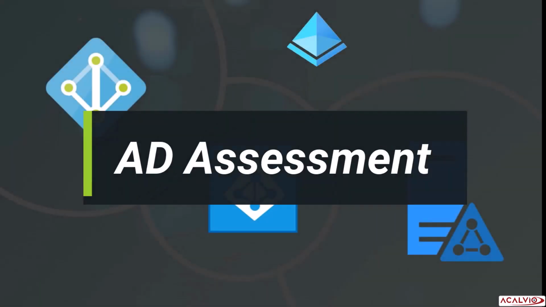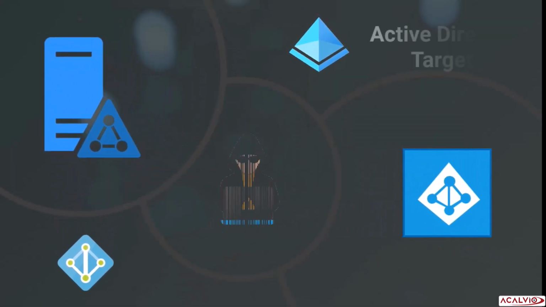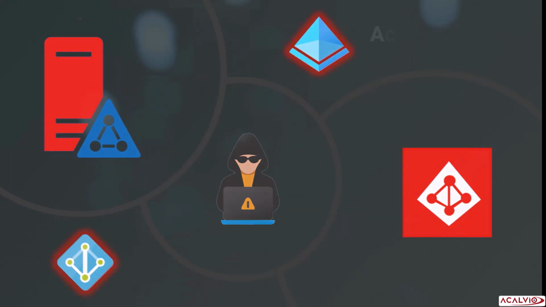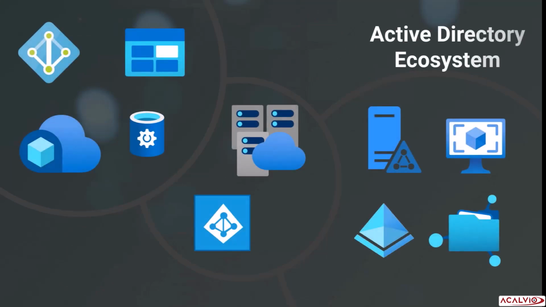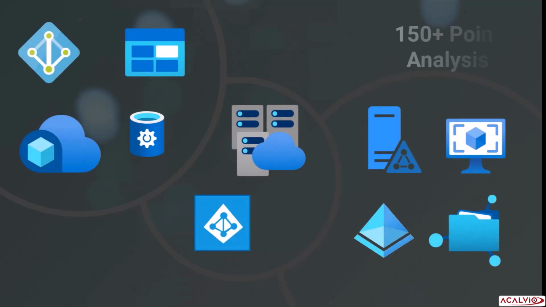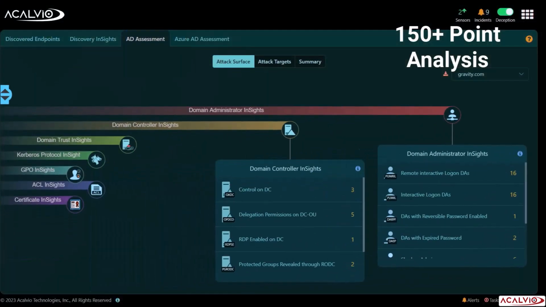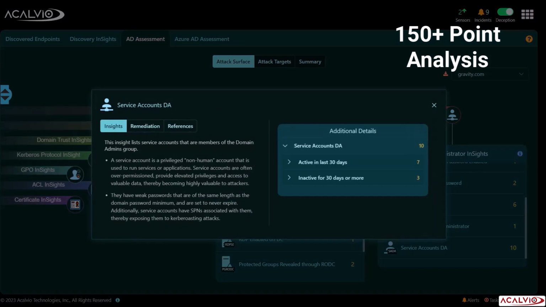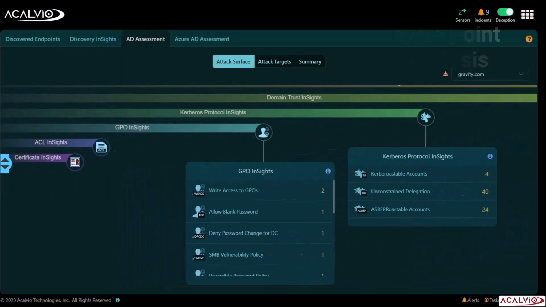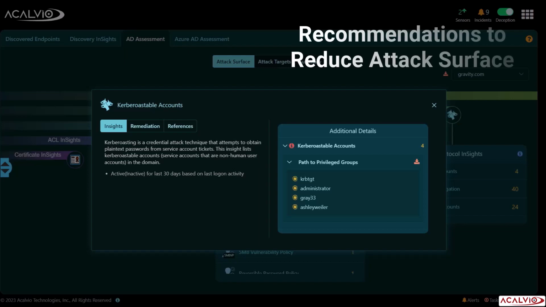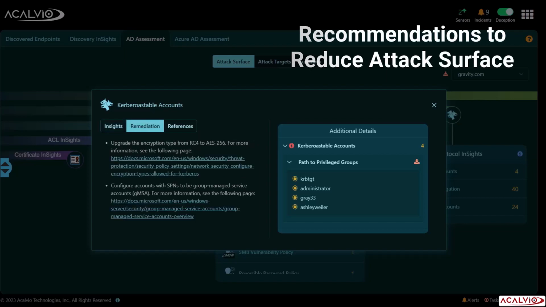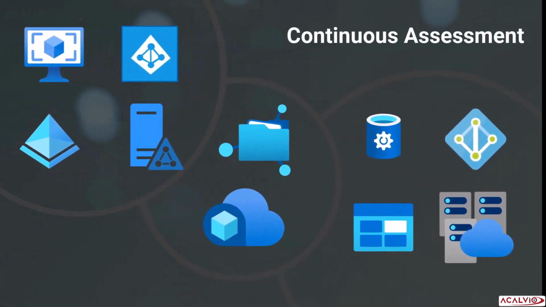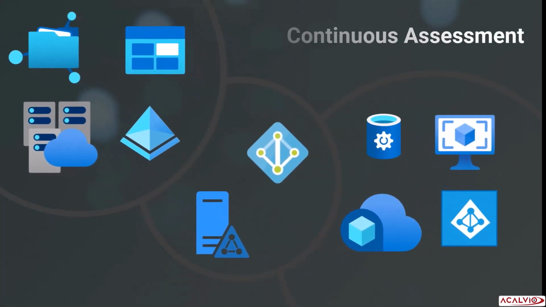Attackers specifically target Active Directory assets, such as ADFS, Azure AD Connect, and ADCS. ShadowPlex AD assessment goes beyond just the Active Directory and includes all elements of an AD ecosystem. With a 150+ point analysis of the ecosystem, ShadowPlex focuses on the threat surface of privileged identities. These include service accounts and human users with privilege such as shadow admins and domain admins. AD assessment provides specific recommendations for mitigating the AD attack surface. The solution also performs periodic assessments that account for changes to the AD attack surface.